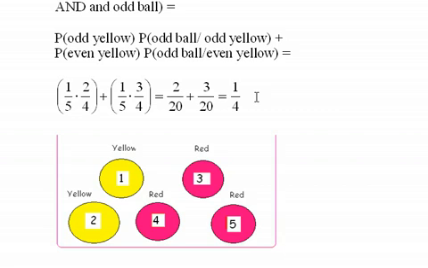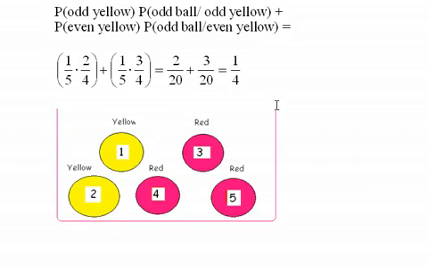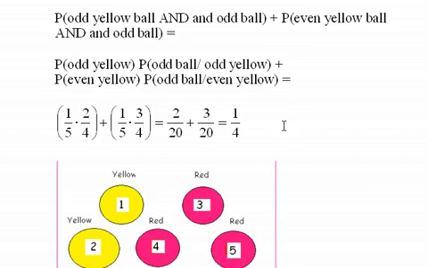So the original problem was the probability of drawing a yellow ball and an odd ball, and the answer is 1/4.